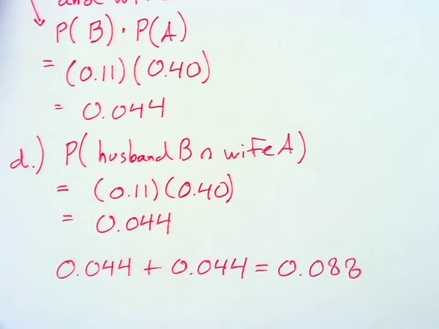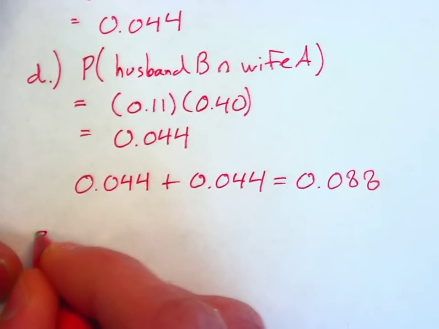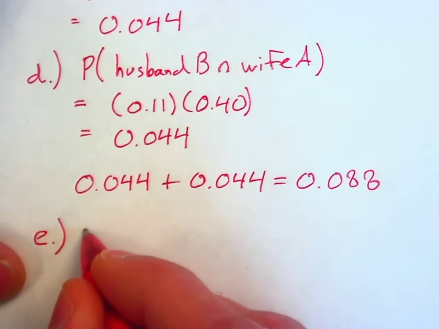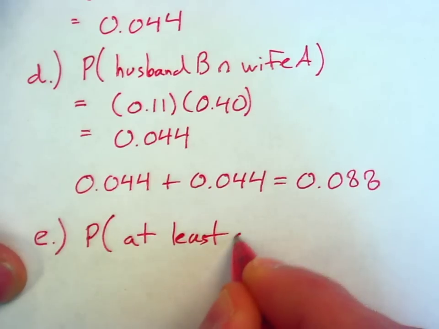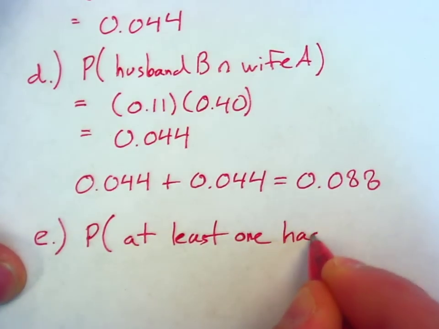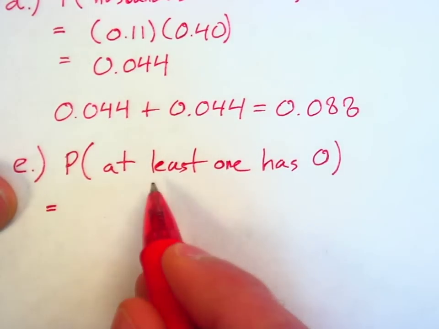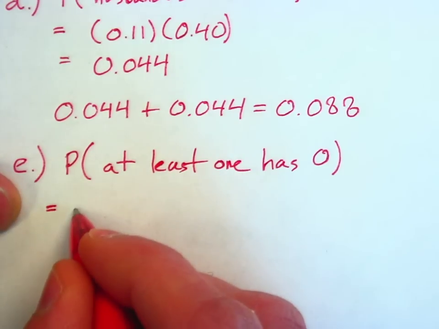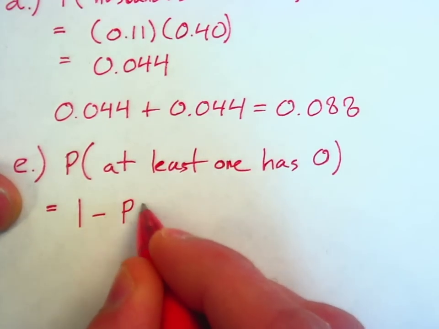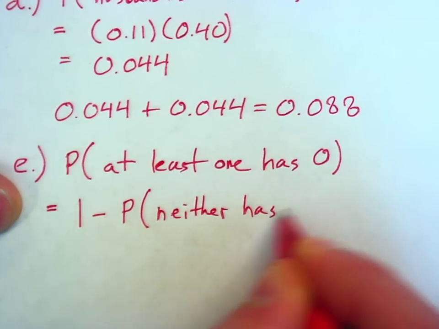And then last, part E. What's the probability that at least one of a randomly chosen couple has type O blood? Well, here we go. So, the probability that at least one has type O. Well, there are a couple of ways to do this. When I see questions that have the phrase at least in them, I tend to think of them as complements. This is the same as 1 minus the probability that neither has O.